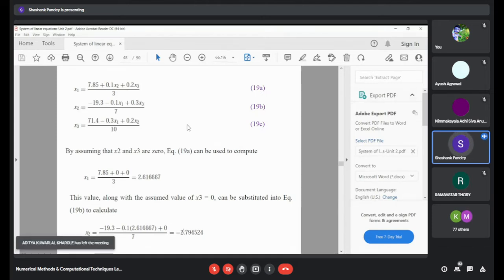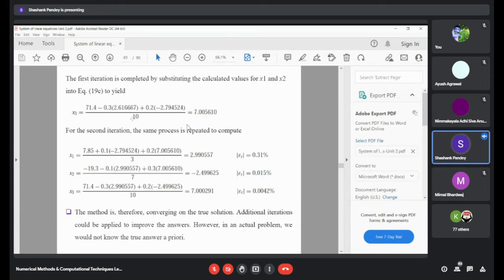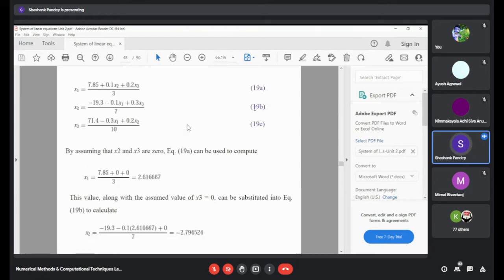Once we get the value of x2, we again substitute the new updated value in equation number 19c and get the value of x3 as 7.056. Okay, so this is x1, x2, and x3. So you can use these updated values in equations 19a, 19b, and 19c, and only updated values are entered here.